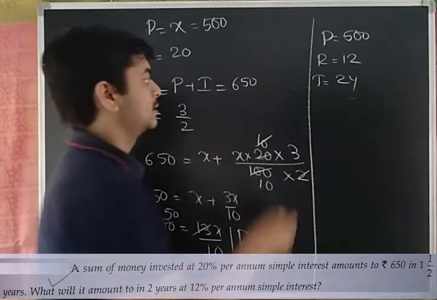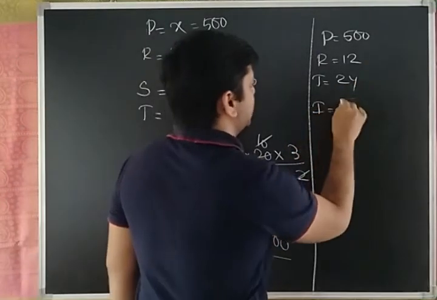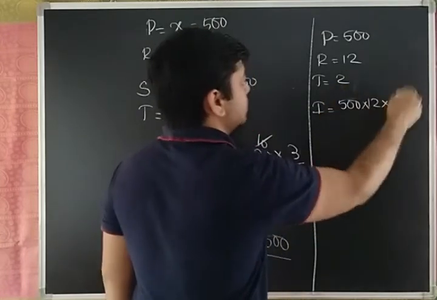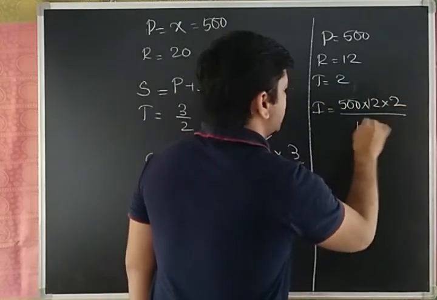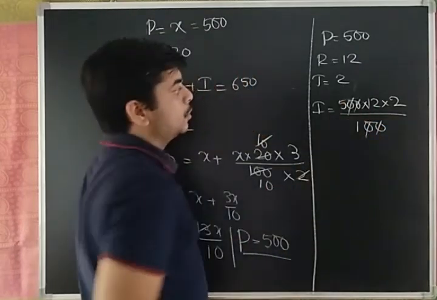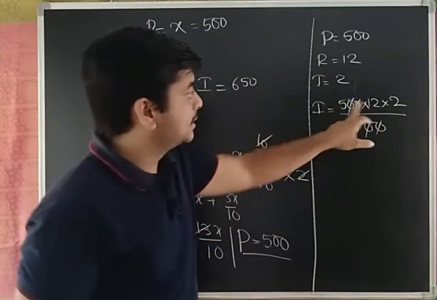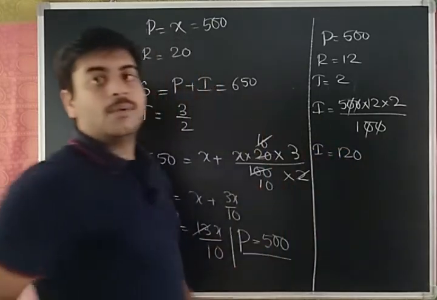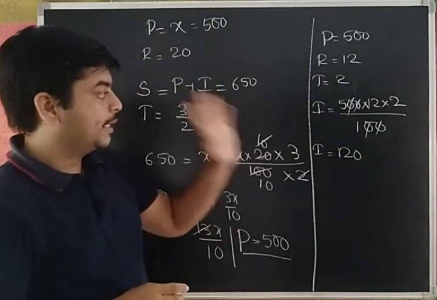First of all, let us find the interest. Interest is equal to PRT by 100. 500 into 12 into 2 years, so into 2 by 100. So these two cancel. So 12 2s are 24, 12 5s are 60, 6 2s are 120. So interest is equal to 120. 120 rupees we are getting in the interest.